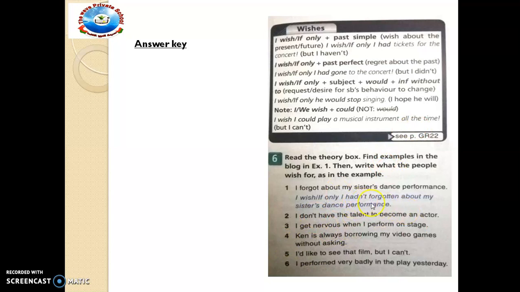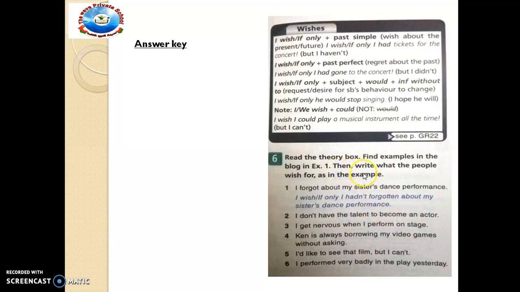We've been given an example. I forgot about my sister's dance performance. I wish, or if only I hadn't forgotten about my sister's dance performance. So we want to complete this. I don't have the talent to become an actor. So we want to write the if for it.